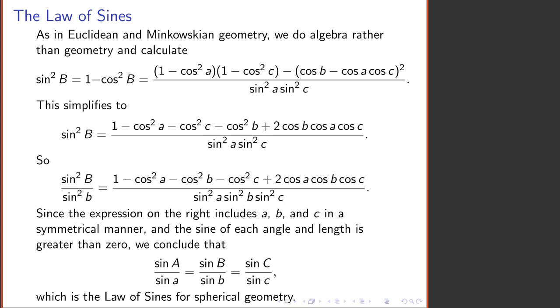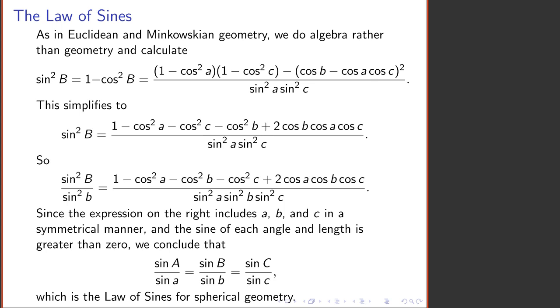So does the denominator. And I conclude that if I had chosen to calculate sine squared of capital A over sine squared of little a, or the same thing involving capital C and little c, I'd have got the same result. And presto, again, I've got the law of sines for spherical geometry.